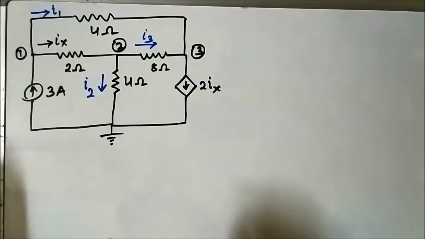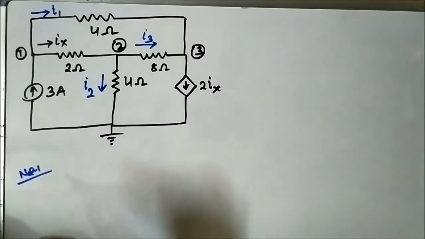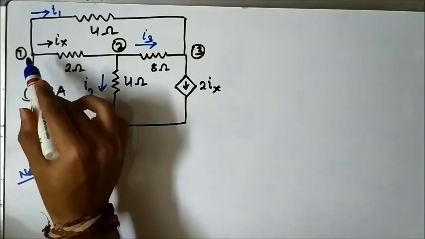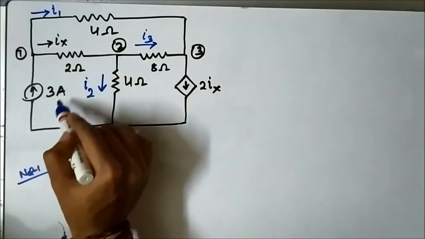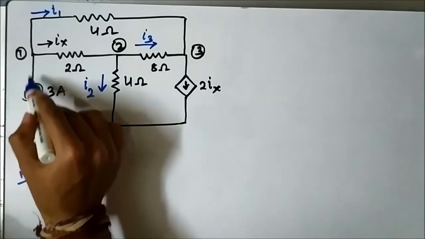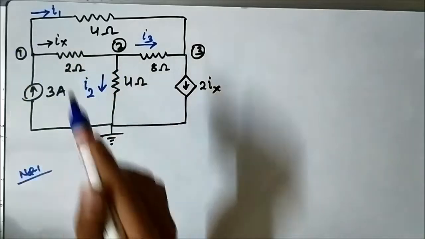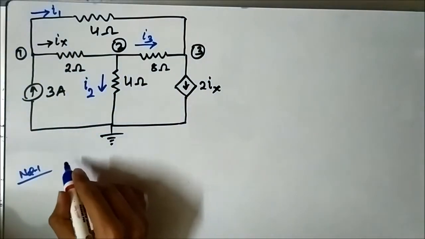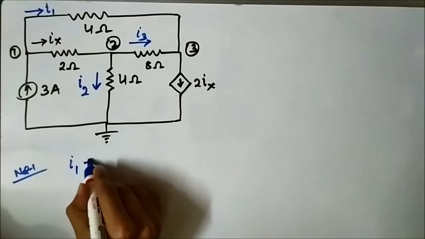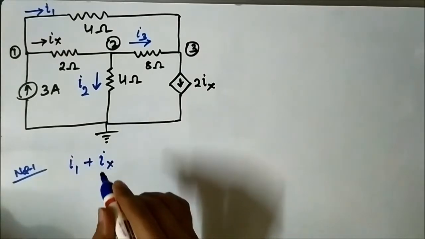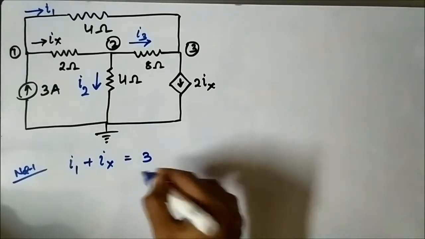Now let us write the nodal equations for node 1. In node 1, you see 3 ampere, this independent current source, is flowing towards node 1, and I1 and Ix are flowing away from the node. So here the nodal equation will be I1 plus Ix is equal to 3 ampere, constant.